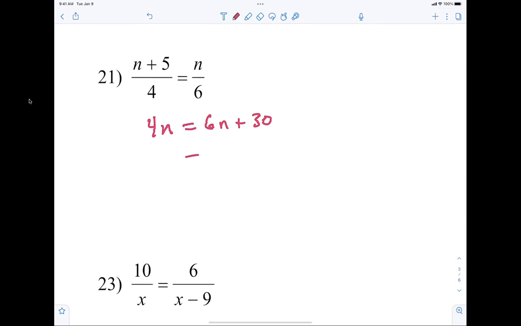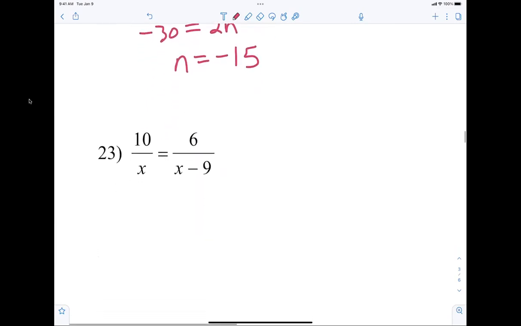And so now I like to keep the variable positive. So 2n equals negative 30. So n was negative 15. Everybody's good? Okay. I'll give you a second to do 23. Everybody do 23. See if you can do that one. And if you can do that, I don't think it gets any harder, actually.